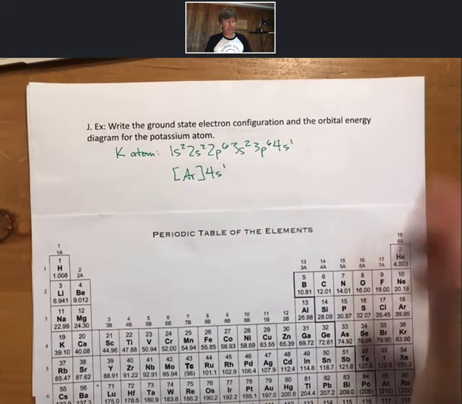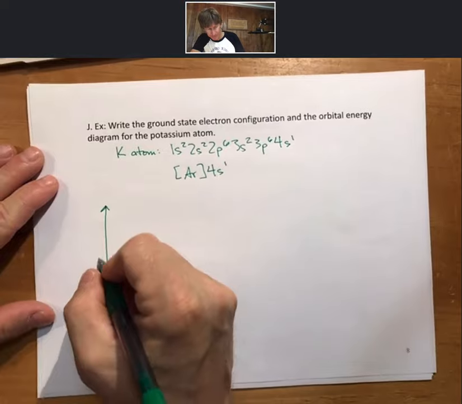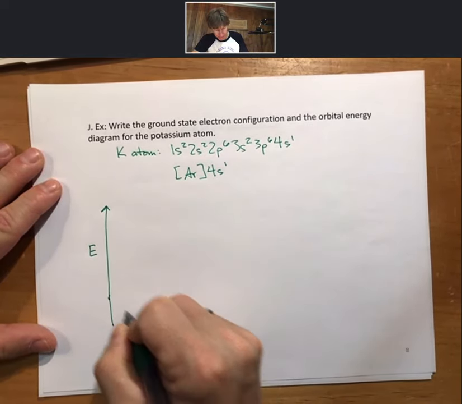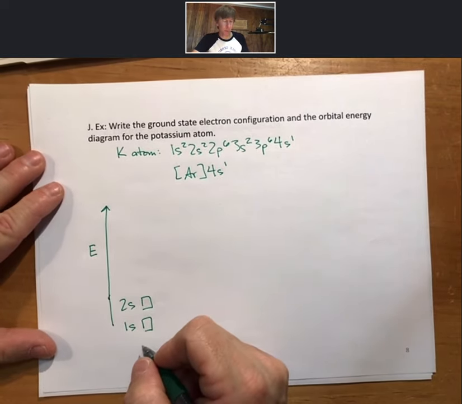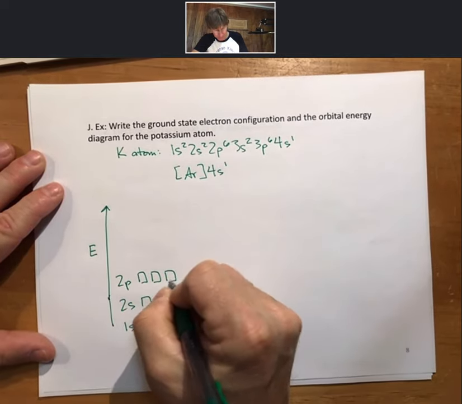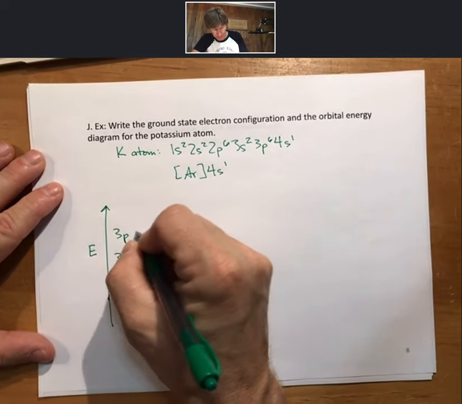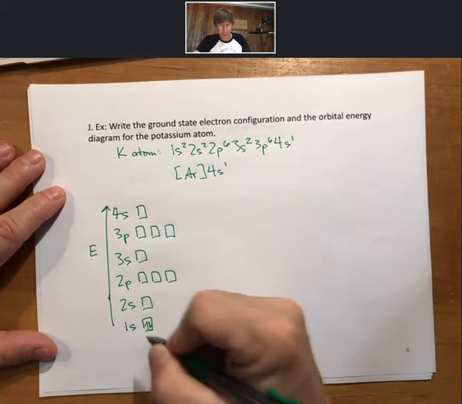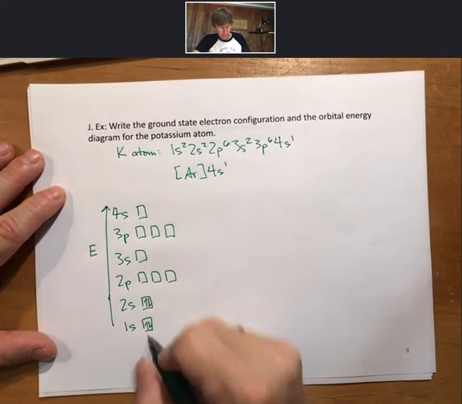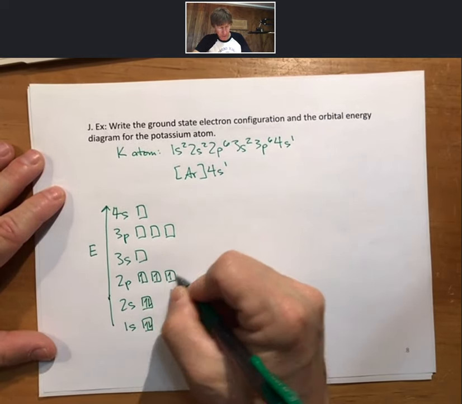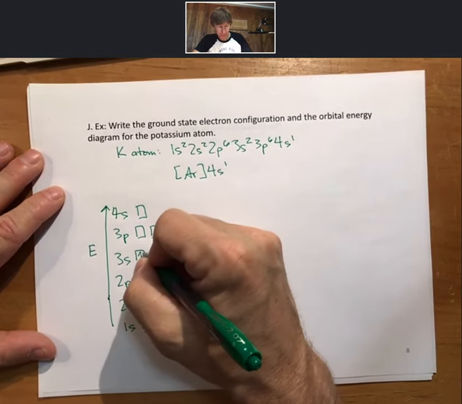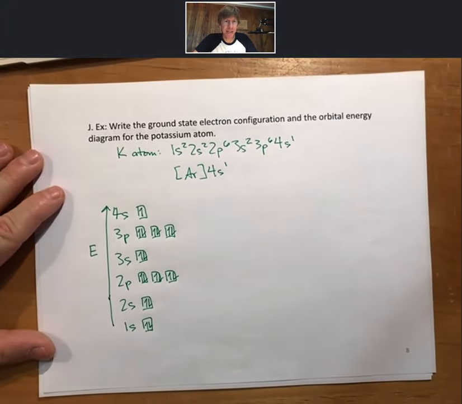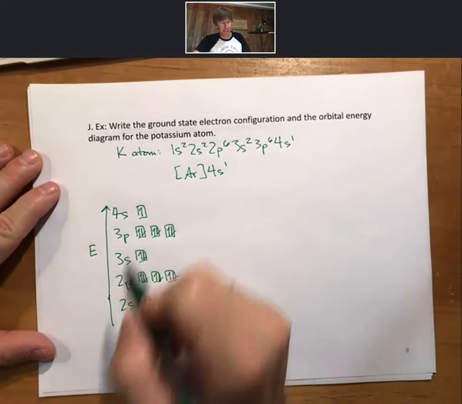Now, the orbital energy diagram for the potassium atom. That's going to have energy, and then all of the sublevels, with each box representing one orbital. Like so, and then fill in all the electrons, up arrow, down arrow: 1, 2, 1, 2, 1, 2, 3, 4, 5, 6, 1, 2, 1, 2, 3, 4, 5, 6, and then 1. That is the orbital energy diagram for potassium, from lowest to highest energy.